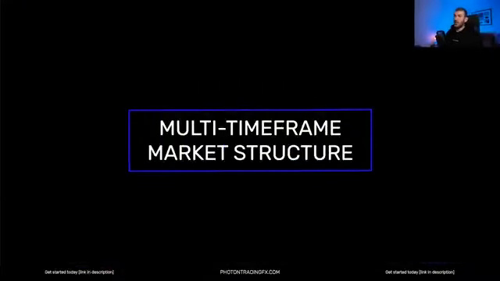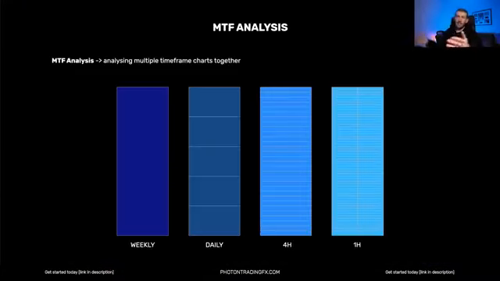So multi-time frame market structure, what is it? It's essentially analyzing multiple time frame charts together. Now, why would we do that? Well, if we look at one candle on the weekly chart, that on the daily chart is going to be 5 daily candles. Obviously, this applies to most traditional markets. The crypto market is open 7 days a week, so a weekly candle in the crypto market definitely has 7 daily candles worth of price action making up that weekly candle, right?